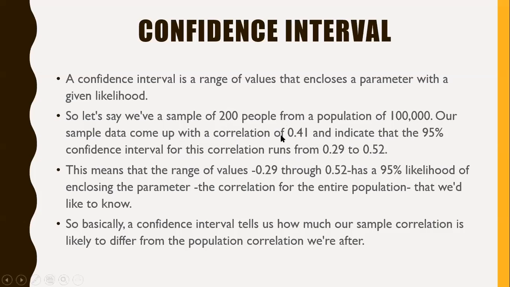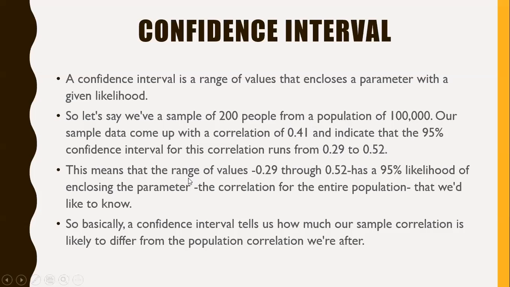So you can see this value 0.41 is within this interval, right? Within 0.29 to 0.52. So that is how we explain confidence interval. In a confidence interval, there is always both a lower limit and an upper limit. So the value you obtain from your results should lie within these two values, right?